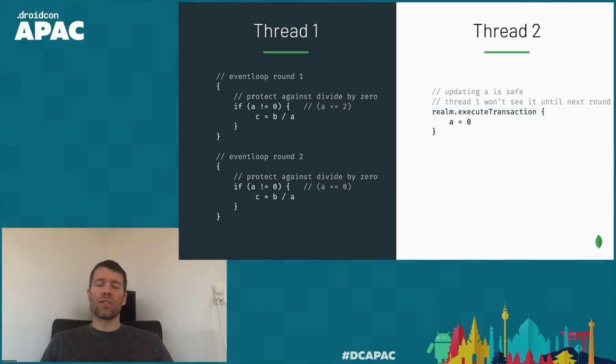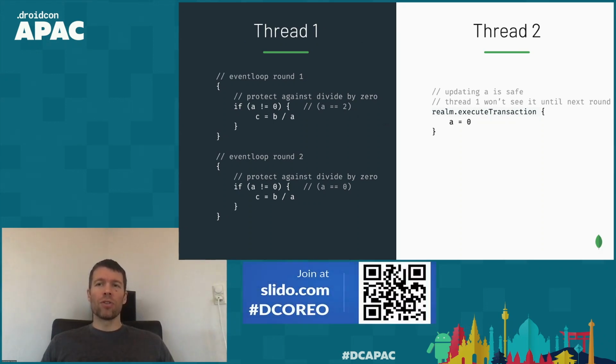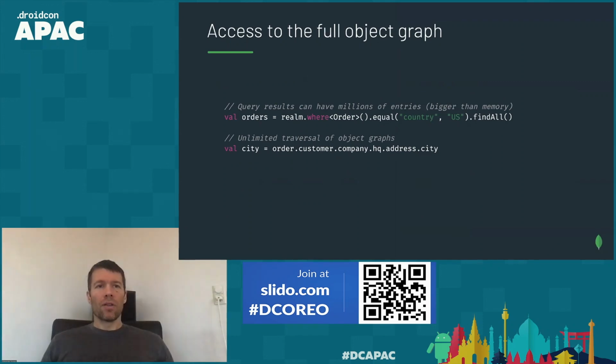And that basically comes, of course, from databases, the idea of transactions, but it's something you can apply directly to objects. And the cool thing about this is you have access to the full object graph. You can query millions of entries directly. You can just traverse the object graph freely.